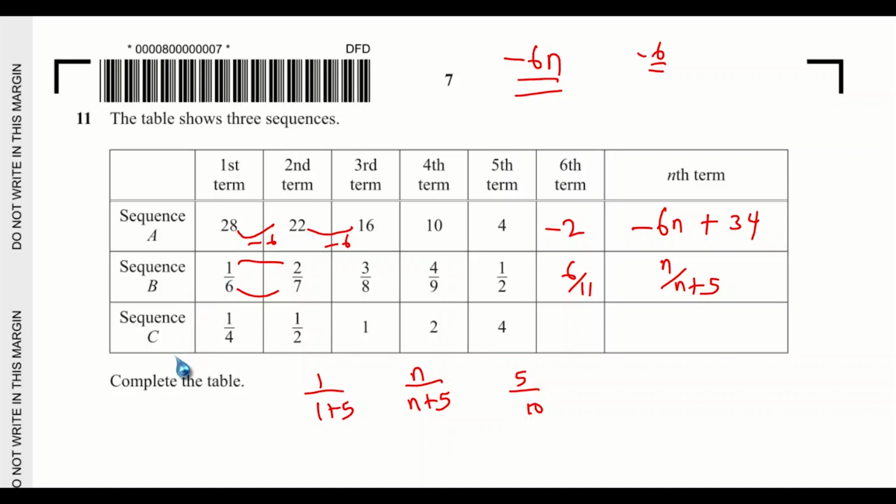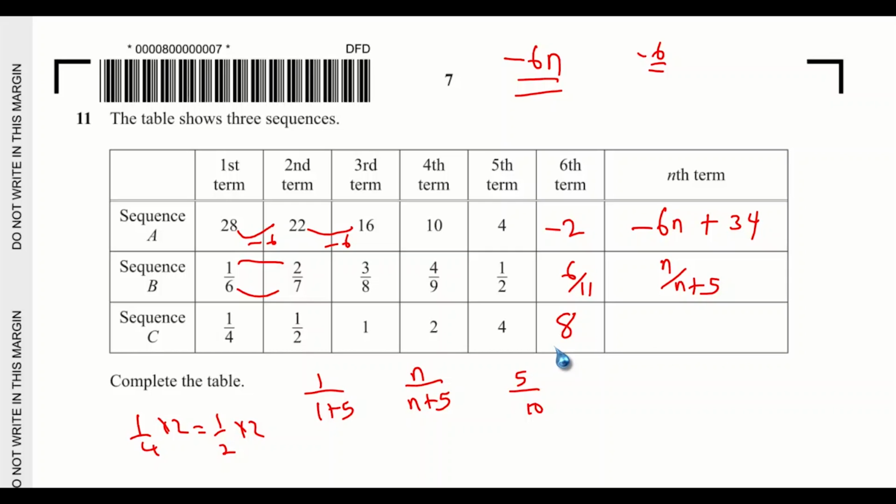So sequence C, we have 1 over 4, 1 over 2, 1, 2, and 4. If you look at this one, I think you multiply by 2. If you multiply 1 over 4 by 2, you get 1 over 2. If you multiply 1 over 2 by 2, you get 1. If you multiply 1 by 2, you get 2. Multiply 2 by 2, you get 4. Multiply 4 by 2, you get 8. So this will be 8 here.